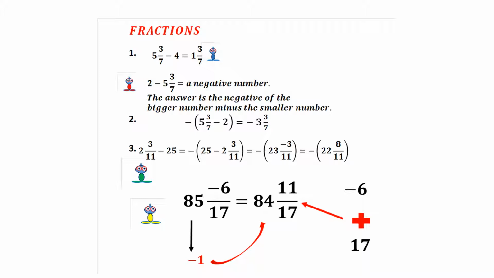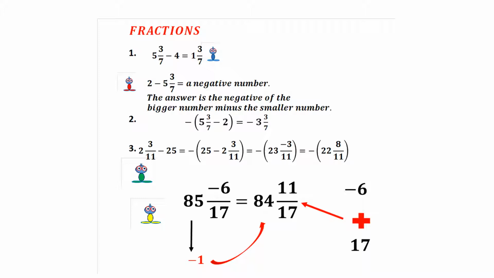So we'll look at some fractions with positives and negatives. Our first problem is 5 3/7 minus 4. Now 5 3/7 is bigger than 4, so it's going to be a positive answer. And the way to do mixed numbers, when you add or subtract, if you're subtracting, you subtract the whole numbers and you subtract the fractions. If you add, you add the whole numbers and you add the fractions.